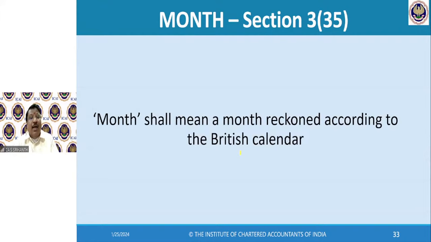So we have two dates. If you see any document in the government, you will find two dates. One is the British calendar date and the other would be the Saka era. So, Saka was a great king called Shalivahana. The year when Shalivahana was born became the Saka era.